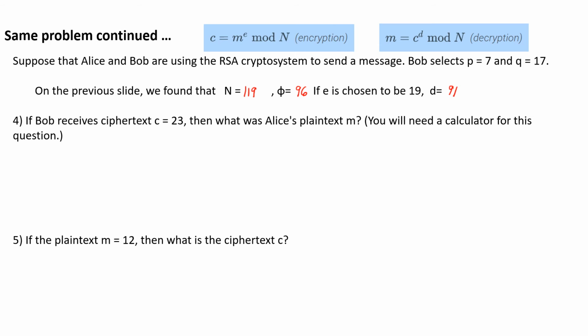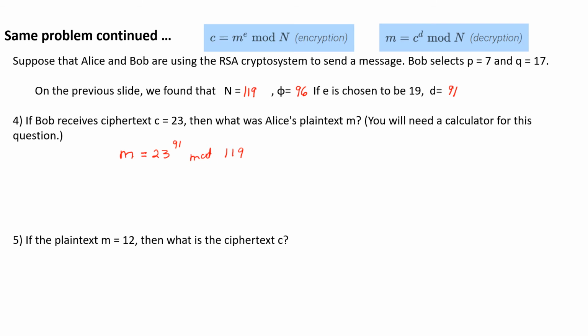Okay, so if Bob receives ciphertext C equals 23, then what was Alice's plain text M? Okay, so we're going to use that second formula over there on the right. The ciphertext is C, that's a 23. So we'll put 23 in for C, and we take 23 to the power of D. D is 91.